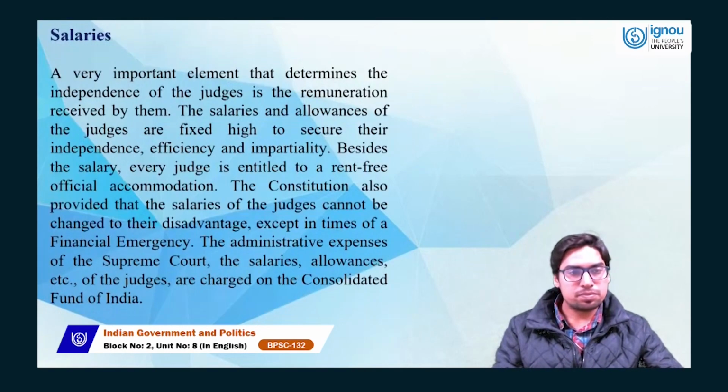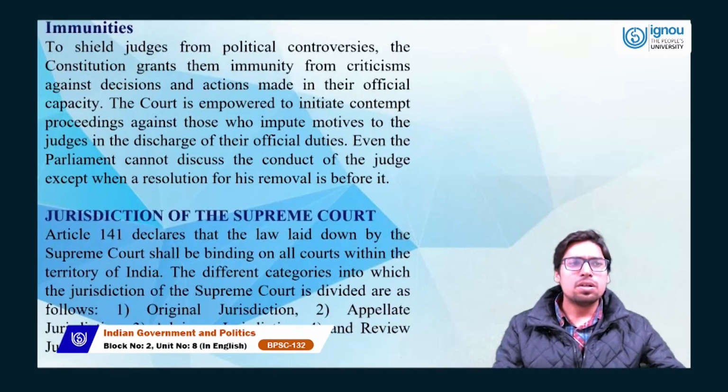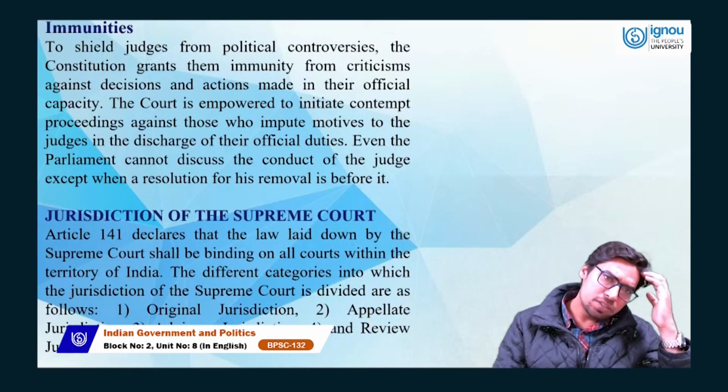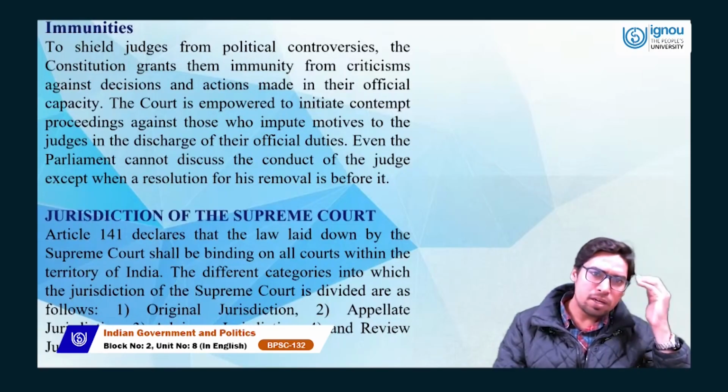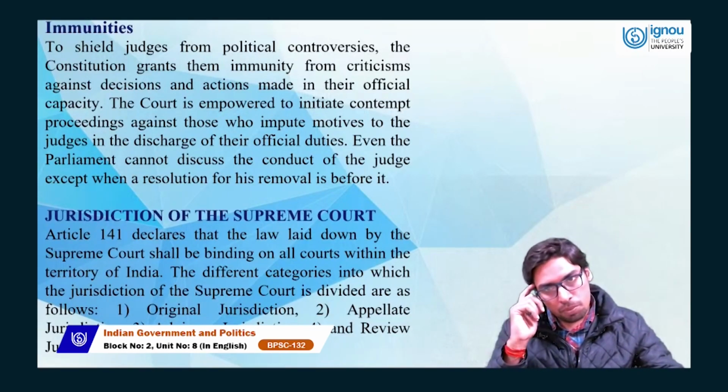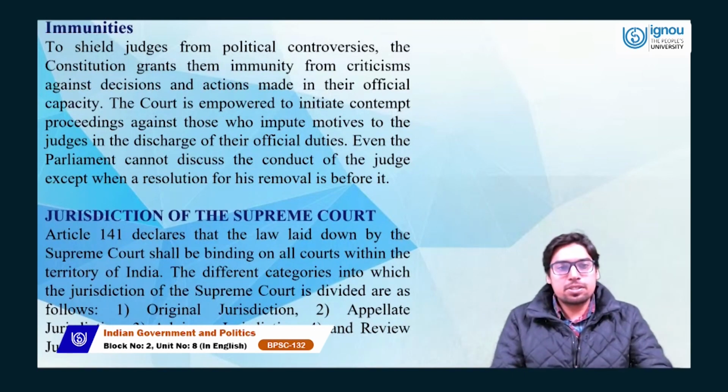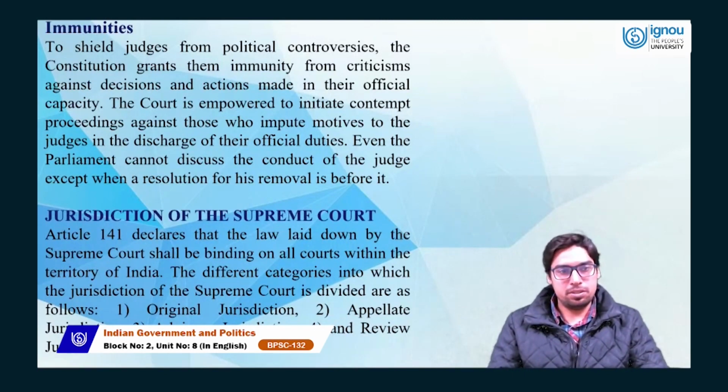Immunities: immunities shield judges from political controversies. The Constitution grants them immunity from criticism against decisions and actions made in their official capacity. The court is empowered to initiate contempt proceedings against those who impute motives to a judge in the discharge of their official duties. Even Parliament cannot discuss the conduct of a judge except when a resolution for removal is before it.